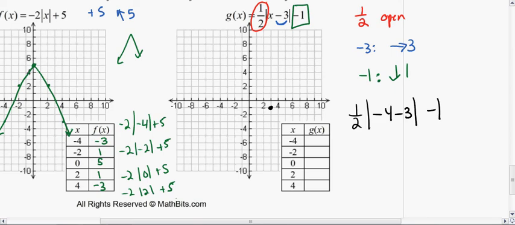So negative 4 minus 3 is negative 7. The absolute value of 7 is 7. And then I can multiply 7 times 1/2 and subtract 1. So 7 times 1/2 is 3.5. 3.5 minus 1 is 2.5. 2.5. 1/2 times negative 2 minus 3, minus 1. Negative 2 minus 3 is negative 5. Absolute value is positive 5. 1/2 of 5 is 2.5. 2.5 minus 1 is 1.5.